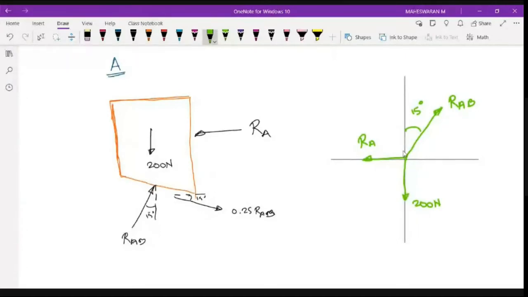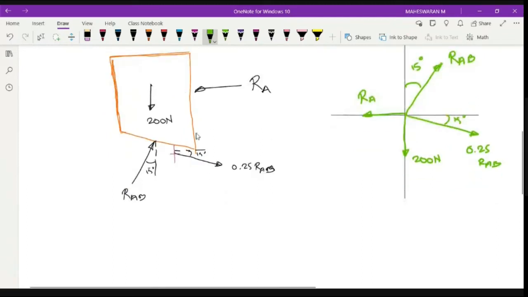RAB is towards the upward direction, and if I consider the quadrant, the friction force is in the fourth quadrant, so it will be like this. This is 0.25 RAB, and the angle is 15 degrees here. These are my forces.